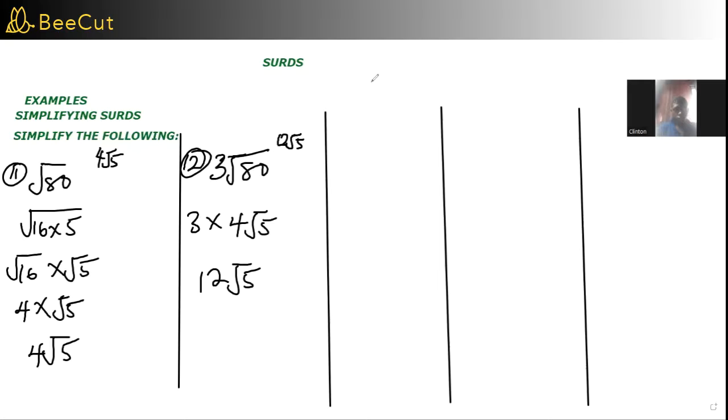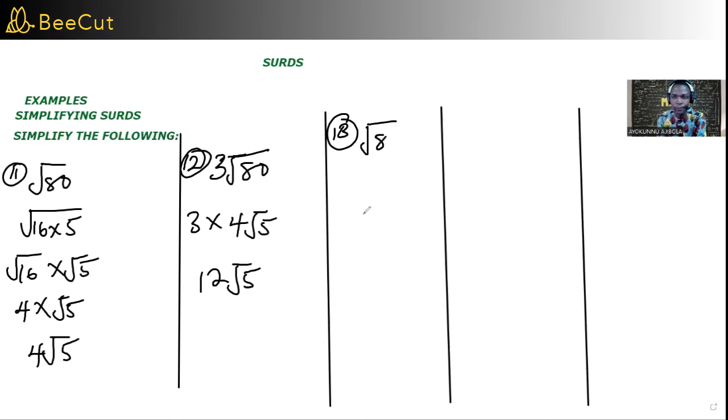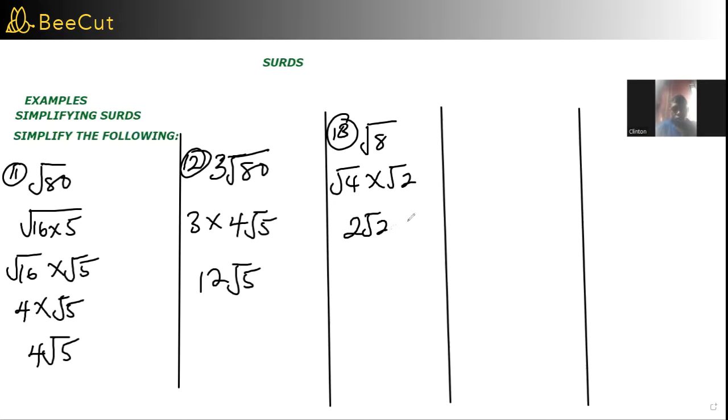Okay, there are more questions to go through today. So, number 13. 13 says root 8, and we're going to do this together. So, how do we split root 8 here? 4 and 2. And what's the final answer? 2 root 2.